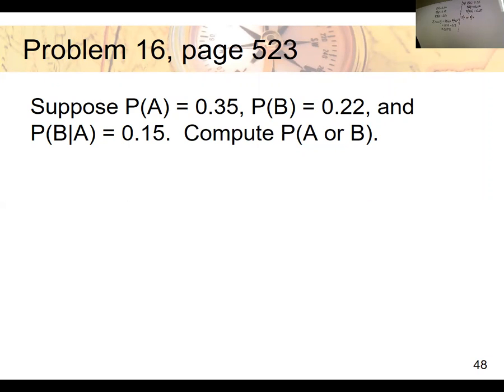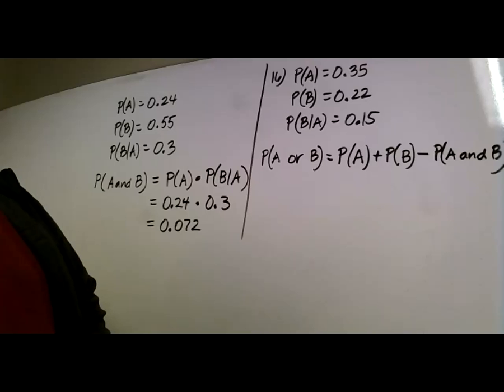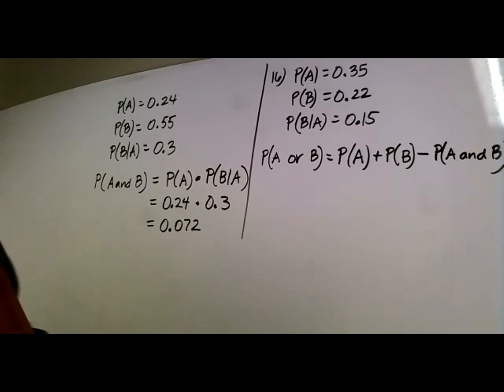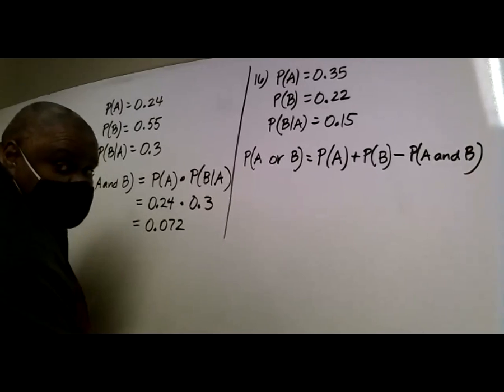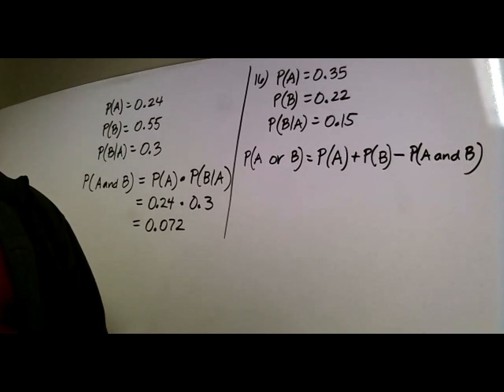Okay. Now we did talk about the formula for the probability of A or B. And that's this: probability of event A plus the probability of event B, and then we have to subtract off A and B, the probability of A and B. That's the formula that we have to use here in this case.